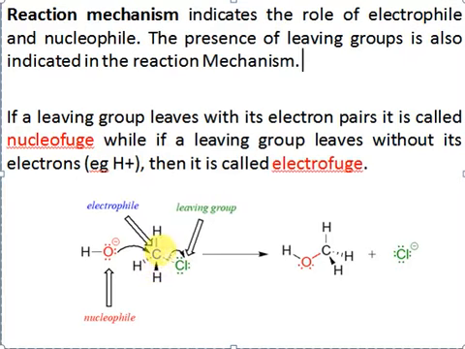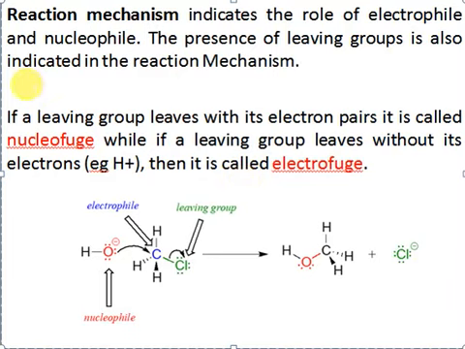And here the chloride ion is leaving. You can see here the bond is being broken, right? So the bond is indicating the presence of two electrons, and this bond is broken so that the two electrons are going towards chloride, right? So chloride is leaving with two electrons. So when a leaving group leaves with its electron pair, such a leaving group is called a nucleofuge. So the chloride here that's leaving is leaving with its electron pair, so that's why chloride is called a nucleofuge.